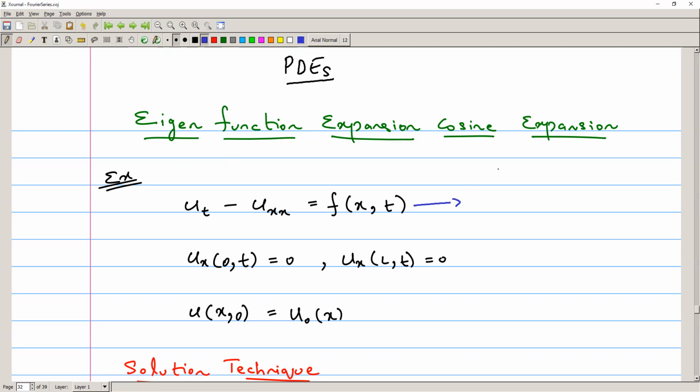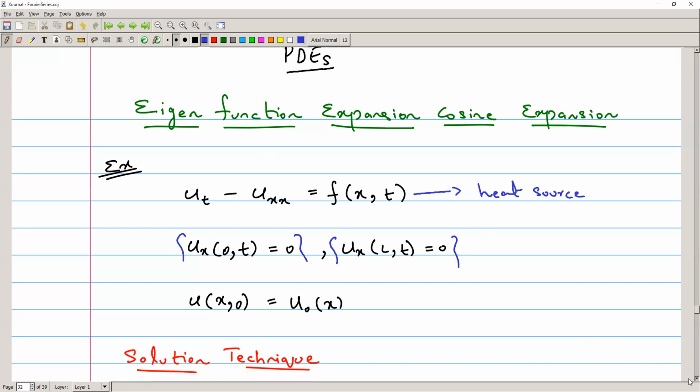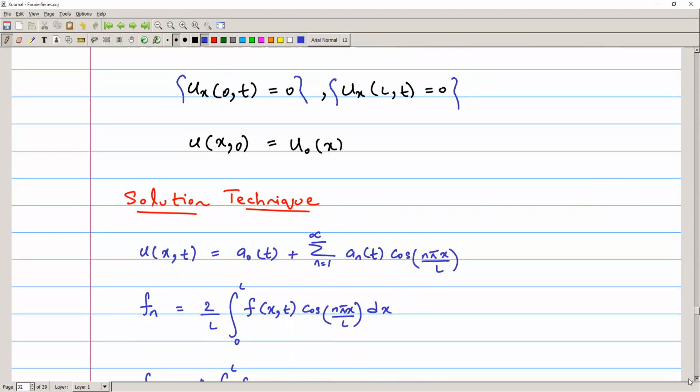time and space dependent heat source. All right, this is the heat source, and these are the Neumann boundary conditions. So we are going to use the cosine expansion for the solution of this problem. So let's move to the solution technique.